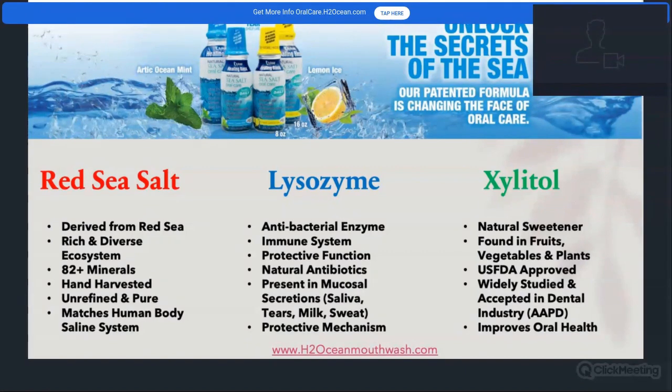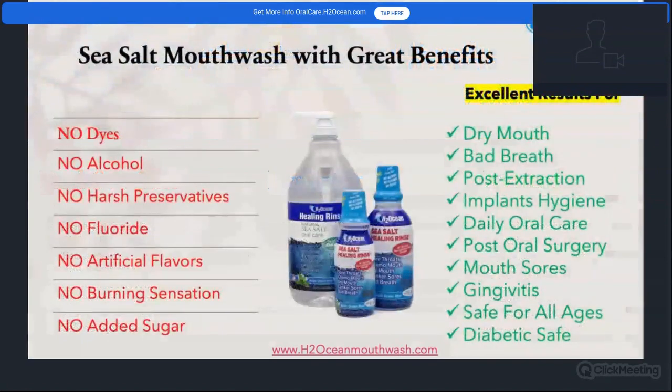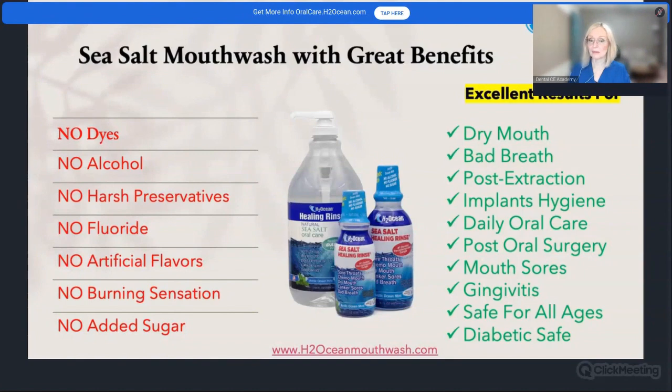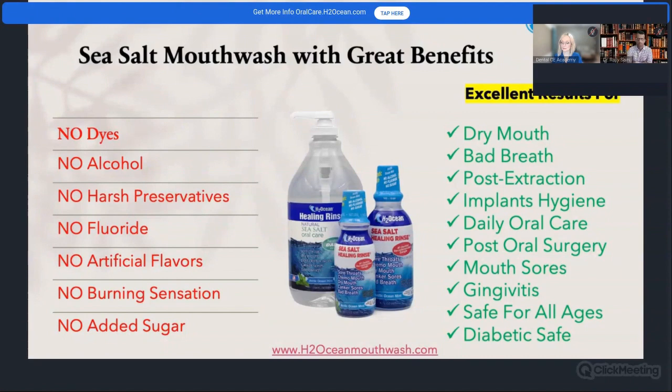Xylitol, a natural sweetener, approved by the FDA and widely accepted by the dental industry for its oral health benefits. Also, diabetic safe. Our sea salt mouthwash offers excellent results for various oral health issues, including dry mouth, bad breath, post-extraction care, implant hygiene, and daily oral care. It's safe for all ages, including diabetics. It contains no dyes or alcohol, no harsh preservatives or fluoride, artificial flavors, or added sugar, and does not sting or burn.